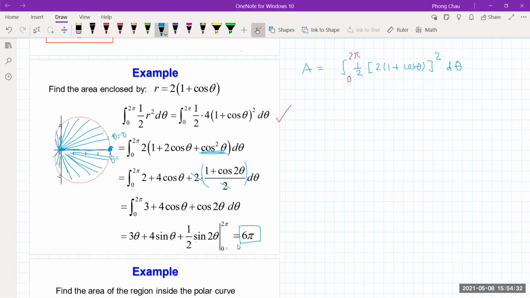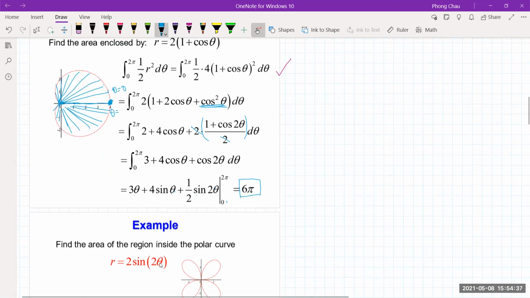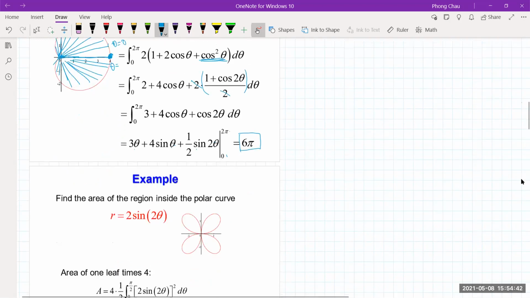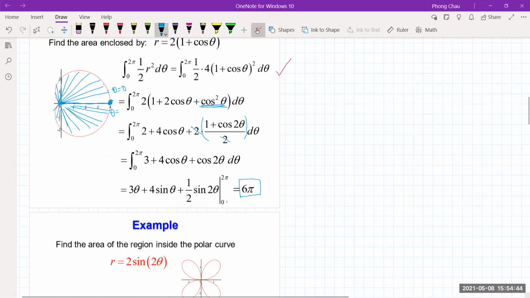All right. Next, find the area of the region inside the polar curve here. Okay, so look at this polar curve: r equals 2 sine of 2 theta. Again, you may want to use the graphing calculator to graph this, and you should see it looks like a butterfly, or we call it a 4-leaf rose curve. Okay, so that's a 4-leaf rose curve.